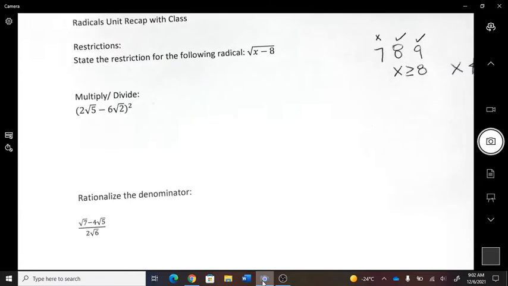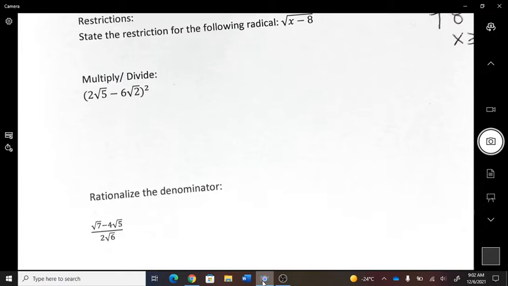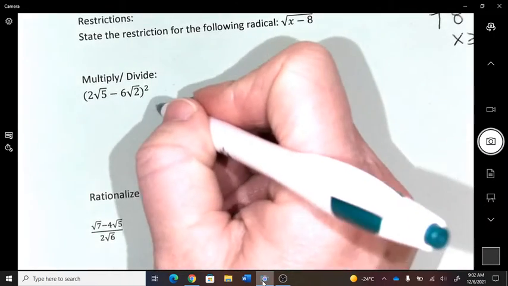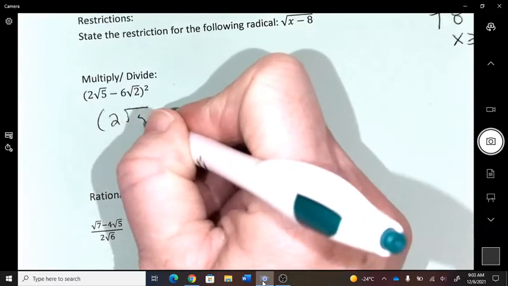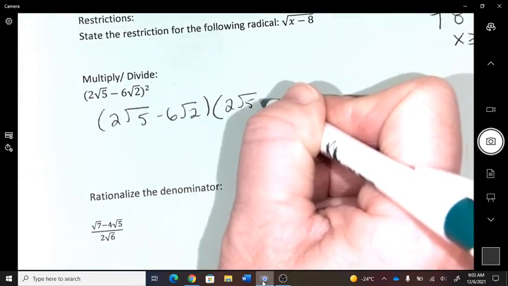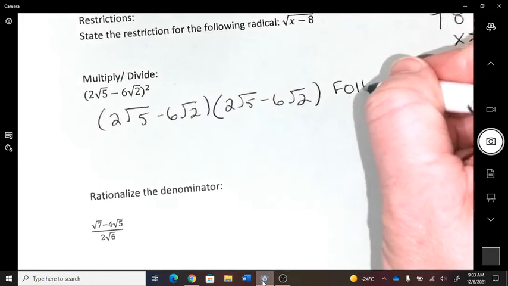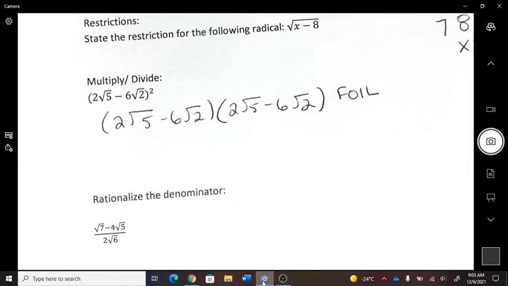Okay, multiplying. So on this one I squared something. What does it mean to you to square something? It means you're going to have to write it out twice. Okay, that's creating a whole FOIL now. A FOIL.